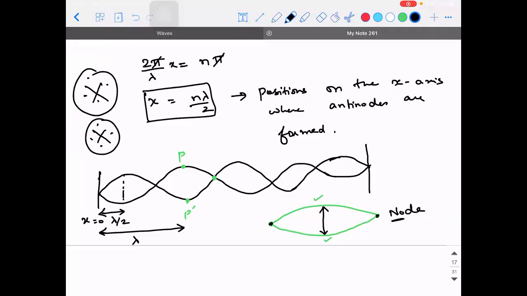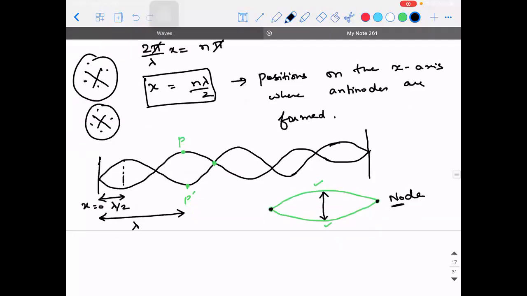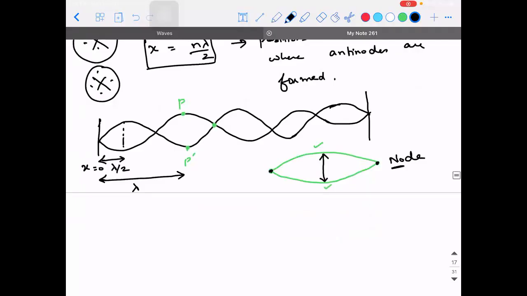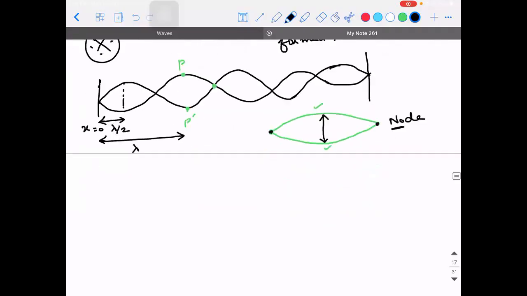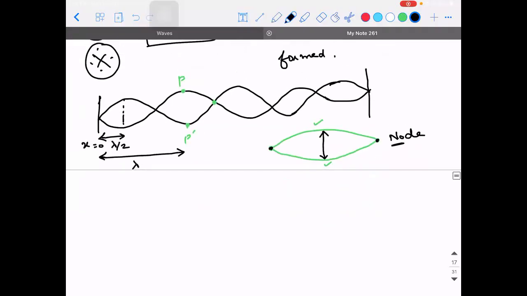Sir, so x is equal to n lambda by 2 is antinode, sir? Like the formula for antinode. It is the points where you will have antinode. Means if you take a standing wave like this, let's say how many standing waves are formed in the diagram that I took? 5. Each eye-like structure is a standing wave. 1, 2, 3, 4, 5.